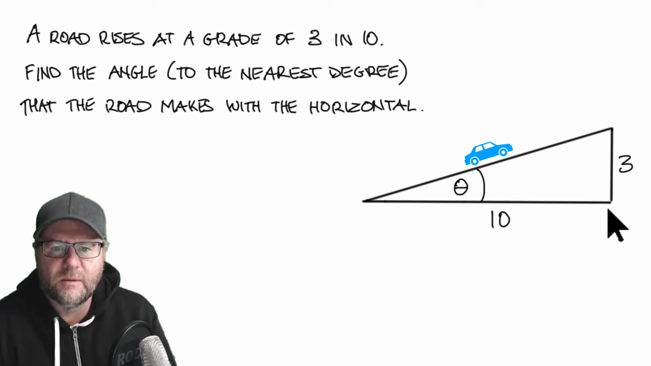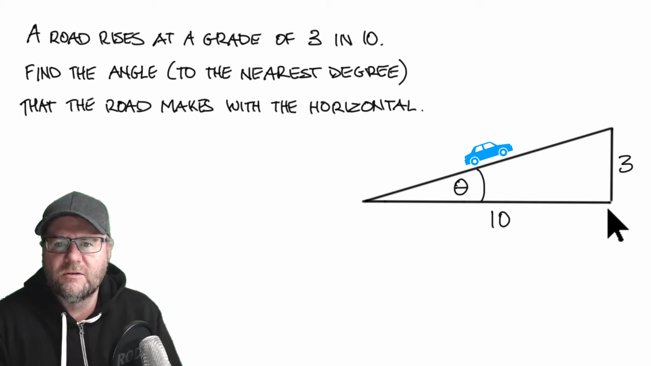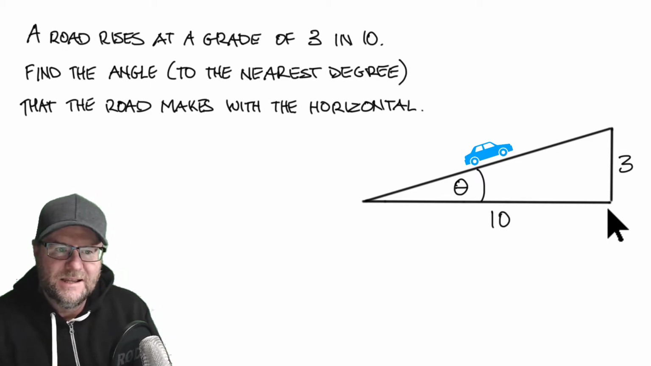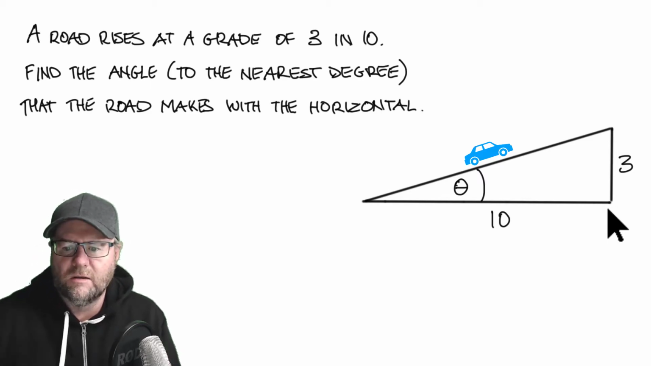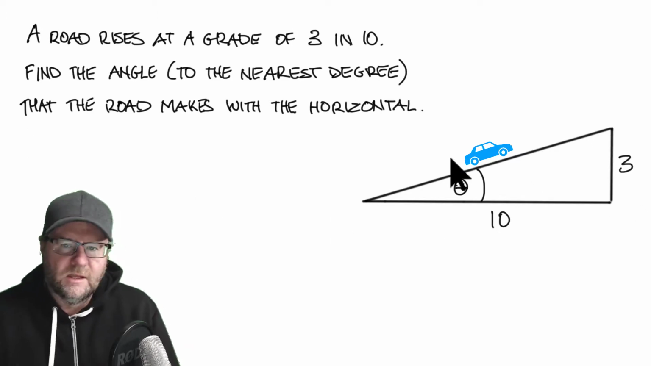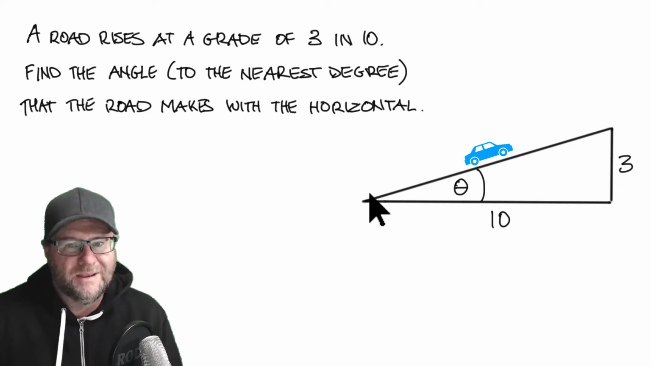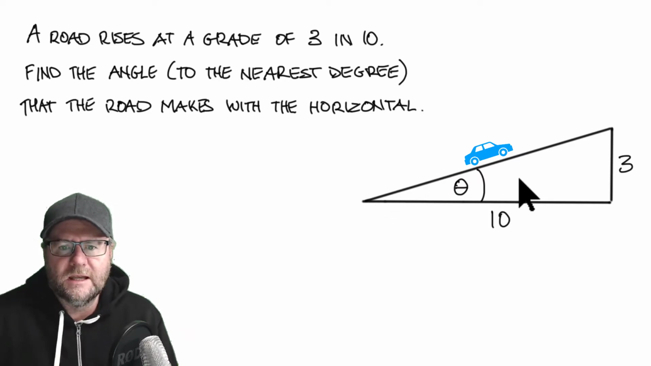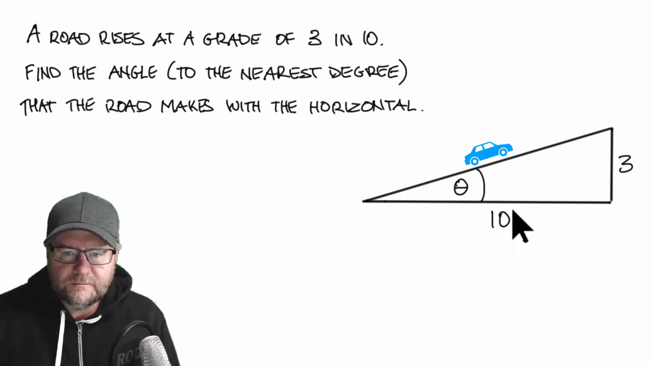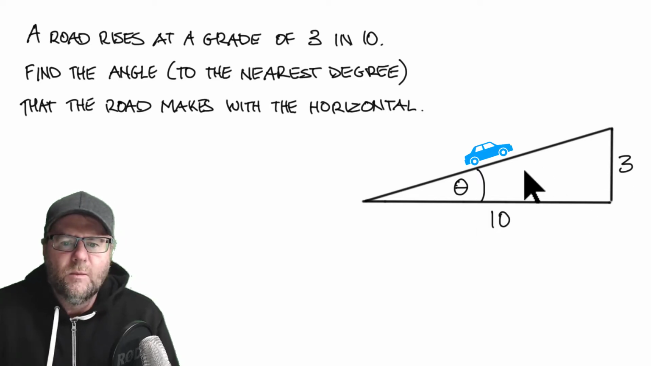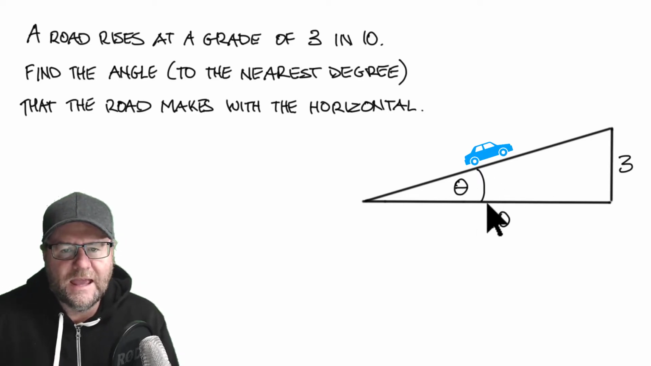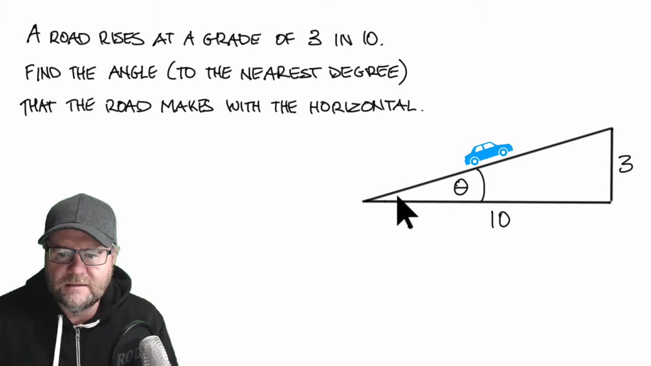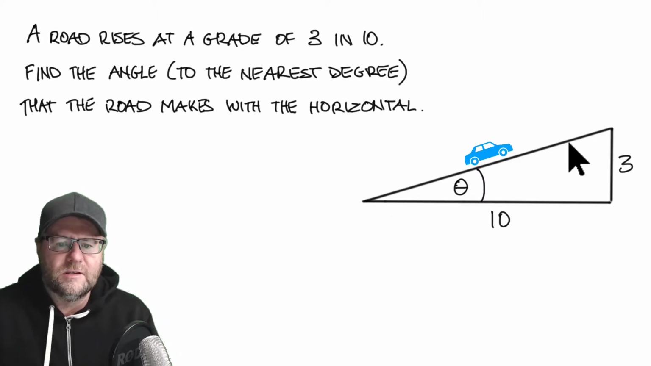Let's have a look at our scenario. We've got a road that rises at a grade of 3 and 10. So what that means is for every 10 meters along the horizontal, it goes up 3 meters. So it gives us a slope. Think of a massive big ramp, except it's a road. So it's got what we call a gradient. So it goes up. We want to find this angle. We want to find the angle that is the steepness, I guess, of this road.